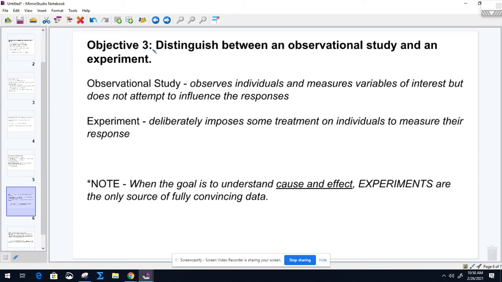So note, when the goal is to understand cause and effect, we're going to use experiments. It is the only source of fully convincing data. In the time and age right now that we're in with COVID, you're noticing that a ton of experiments were done on these vaccines. That's the only way they were able to get them out.